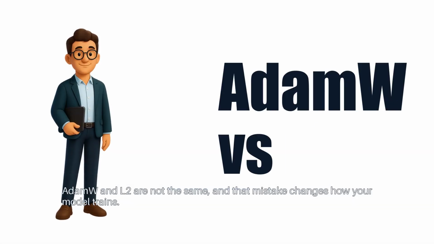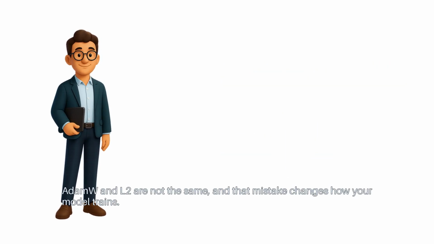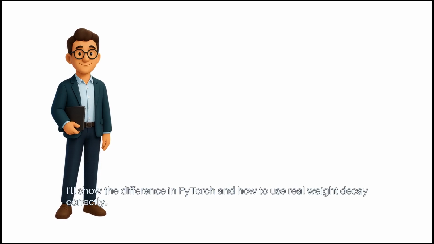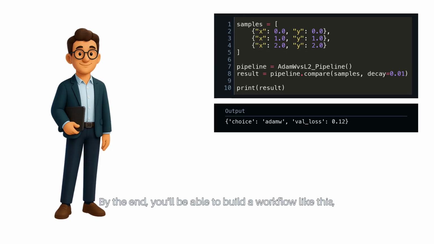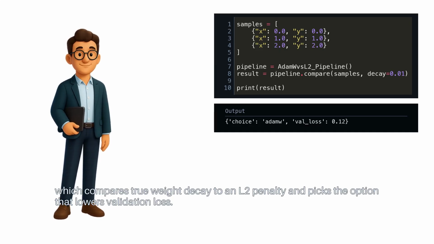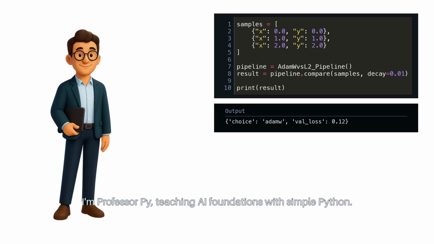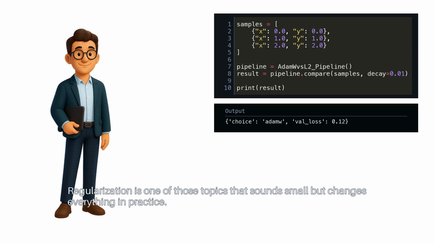AdamW and L2 are not the same, and that mistake changes how your model trains. I'll show the difference in PyTorch and how to use real weight decay correctly. By the end, you'll be able to build a workflow like this, which compares true weight decay to an L2 penalty and picks the option that lowers validation loss. I'm Professor Pi, teaching AI foundations with simple Python.